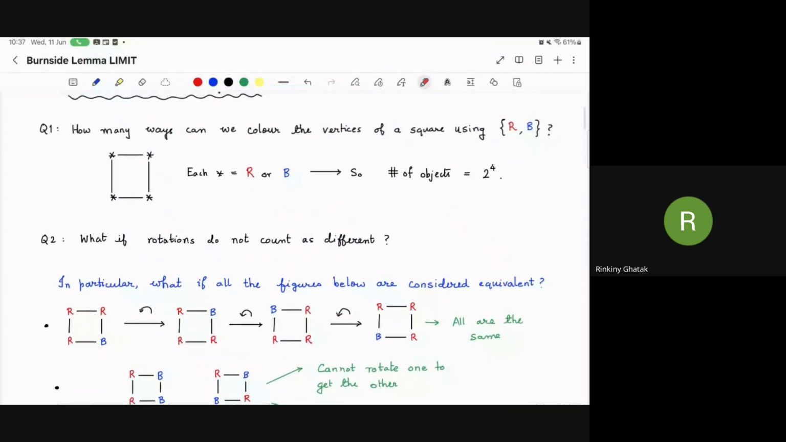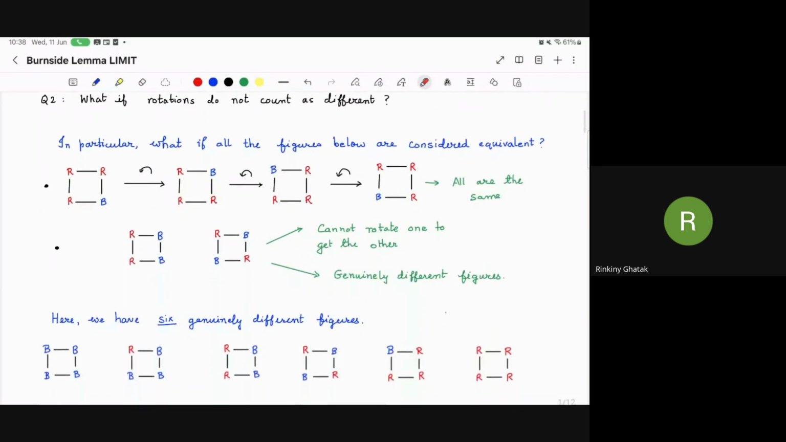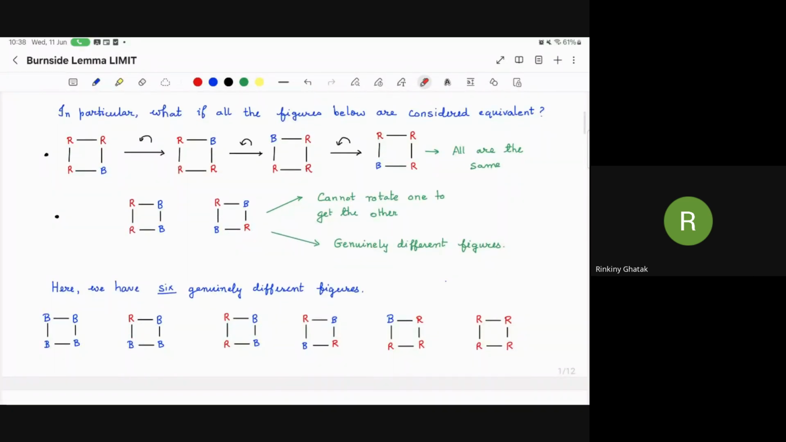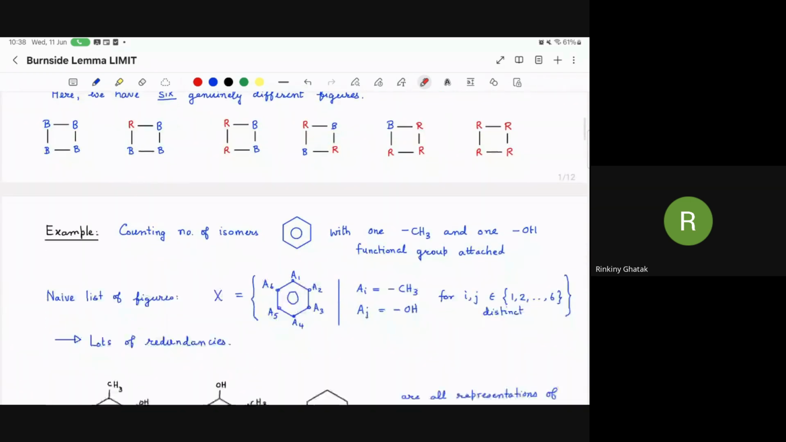Representations, I'll call them figures, okay? So the number of these figures would be easy to count, but multiple figures can correspond to the same object. So how do we count the number of objects and avoid this nuisance of double counting? That will be the idea of this talk, okay?